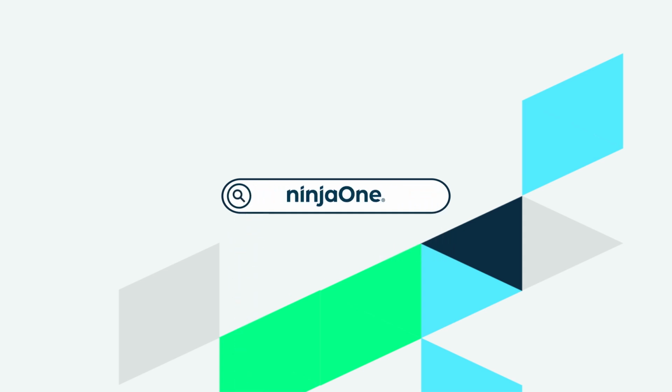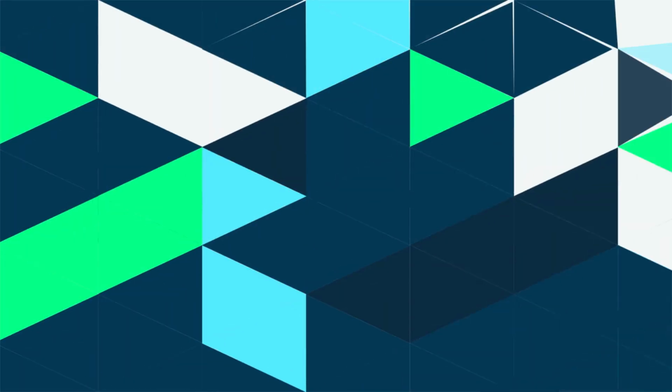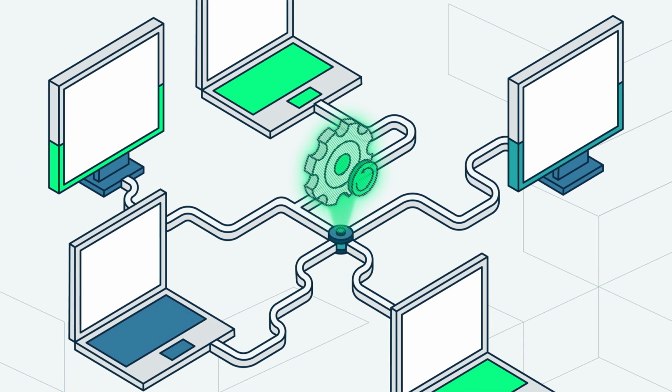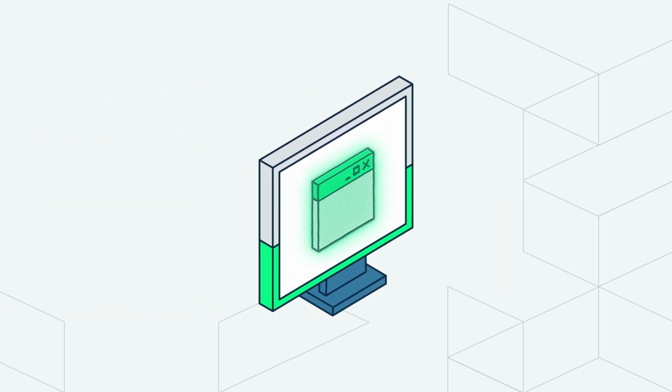The importance of reporting patch failure root causes. In patch management, administrators need to ensure that all patches are deployed successfully, or they risk security breaches, compliance violations, and other operational disruptions. Thus, when a patch fails to deploy, administrators need to identify the root cause and document it clearly. Usually, third-party tools are employed, but these platforms can be expensive or too broad to identify the exact root cause. Fortunately, there are native Windows-based methods that admins can use without third-party tools.